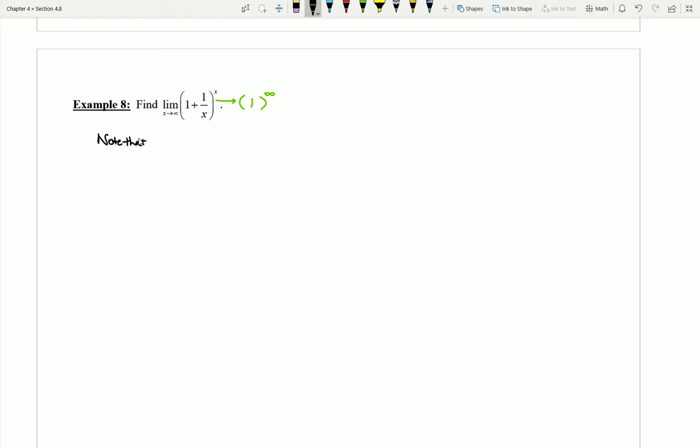So I'll say, note that the limit here as x approaches infinity of (1 plus 1 over x) raised to the power of x, I forgot my limit here, could be rewritten as the limit as x approaches infinity of e to the power of the natural log of (1 plus 1 over x) to the power of x.